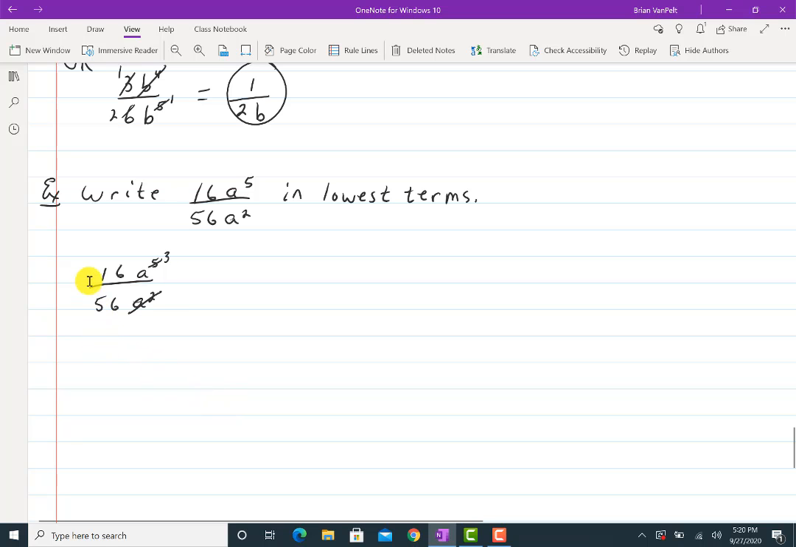Similarly, I note that 8 goes into both 56 and 16. 8 goes into 16 twice, and 8 goes into 56 7 times. So 8 is the number that I was using to cancel out the 16 and the 56. And when all is said and done, all I have left in the numerator is 2a to the 3rd, and in the denominator, all I really have left is the number 7. And there you go.